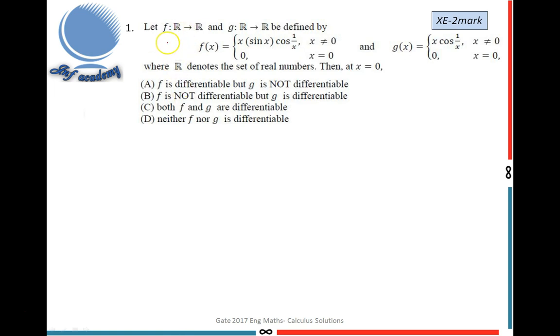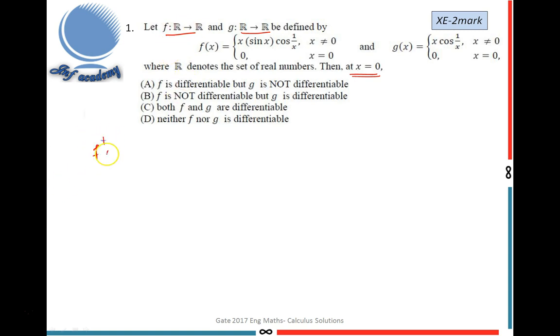The first problem: let f from R to R, g from R to R be defined by f of x and g of x as given here, where R denotes the set of real numbers. Then at x equal to 0 we have to check whether f and g are differentiable. This question is from the XE department. It has 2 marks.